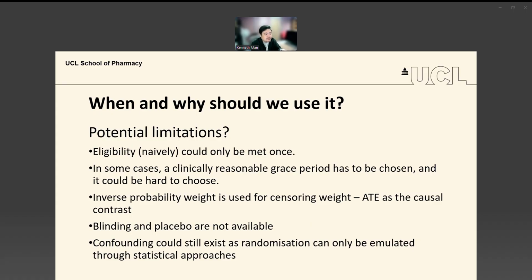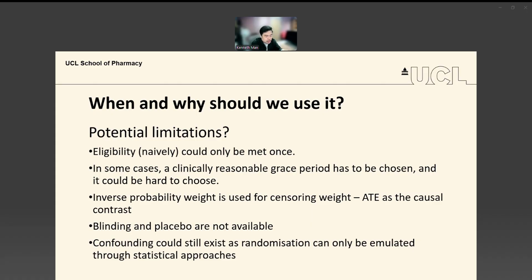The third bit is that inverse probability weighting is used for the censoring weight. So typically it's just an ATE for the causal contrast, because of the nature of inverse probability weighting. And of course, we mentioned that we try to emulate a target trial, but then blinding and placebo are not available in real-world data. There's almost no way for us to emulate the blinding and also the placebo with observational data.